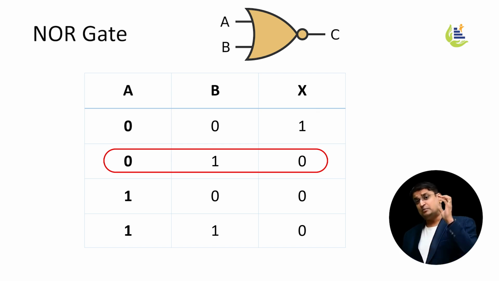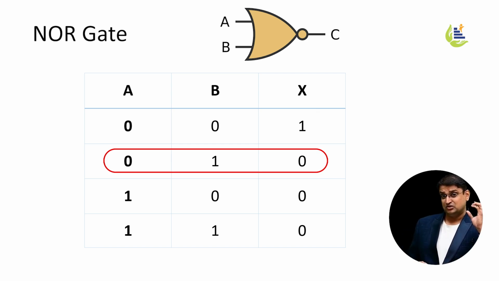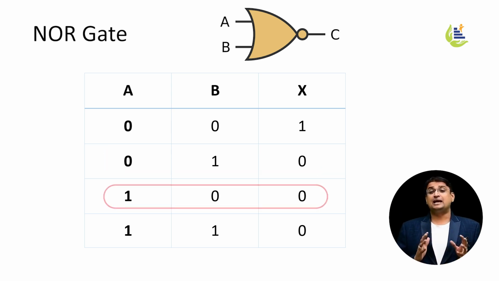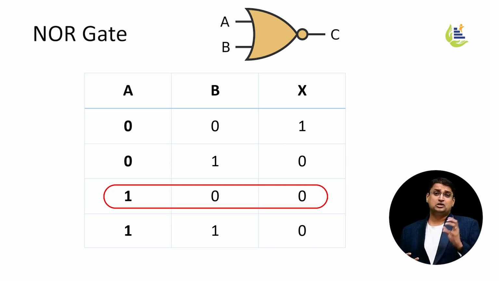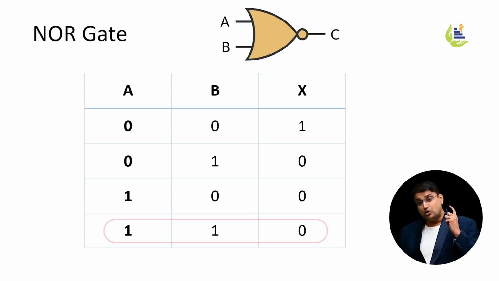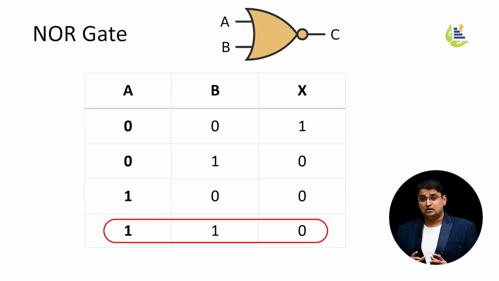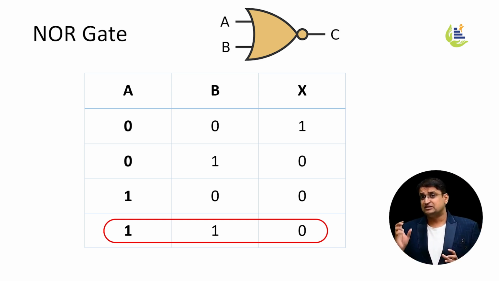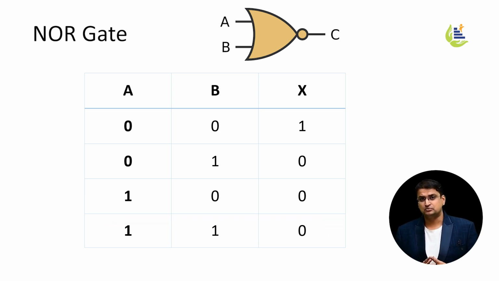So the OR operation on A and B results in 1, but the NOR gate inverts this result, giving an output of 0. If A is 1 and B is 0, the OR operation on A and B results in 1, but the NOR gate inverts this result, giving an output of 0. And if both the inputs A and B are 1, the OR operation on A and B results in 1, but the NOR gate inverts this result, giving an output of 0. So, NOR gate will output 1 only when both inputs are 0. In all other cases, the output is 0.